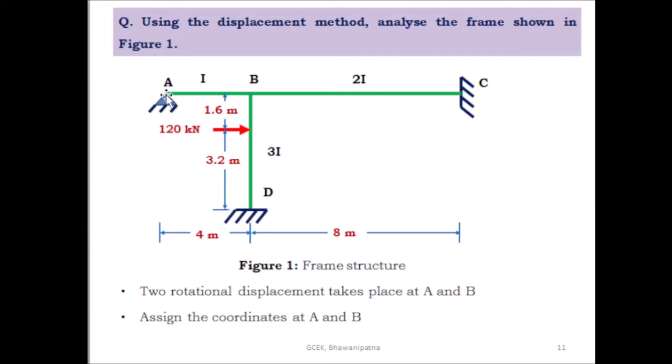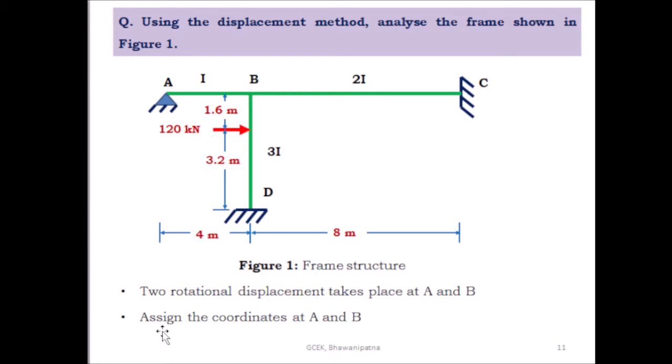But at support A, due to the hinge support, there is no displacement in the vertical direction and in the horizontal direction. Only the rotational displacement takes place. So here you have to take one rotational displacement at A. Similarly at B, there is also a rotational displacement. So here there are two rotational displacements, at A and B.